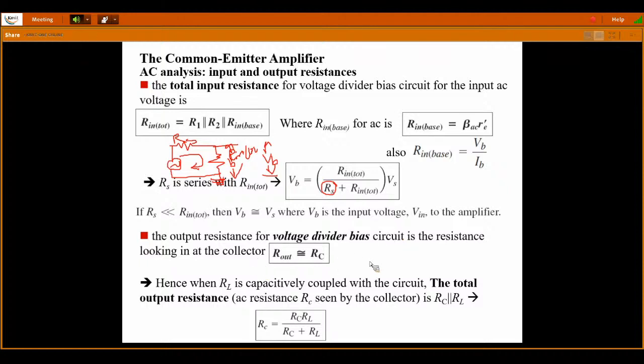Next, the output resistance of the amplifier is treated as Rout, approximately equal to the collector resistance RC. The output resistance of the voltage divider bias circuit is the resistance looking at the collector terminal. Because we shorted the coupling capacitor, there is no reactive element over there. Hence the output resistance is approximately equal to the collector resistance RC. If I am collecting the output across the load resistance, then I have to take the effective load resistance, which is the parallel combination of RC and RL.